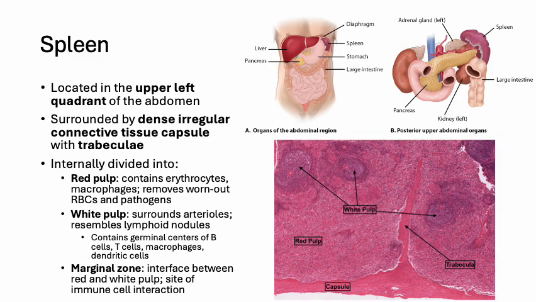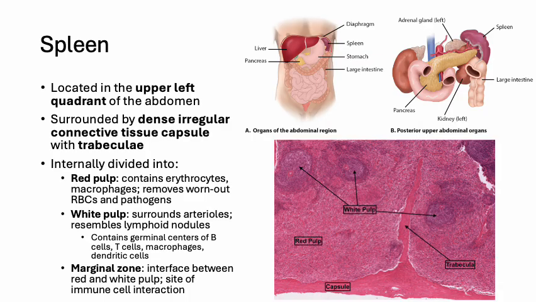The spleen is the largest lymphatic organ in the body and plays multiple roles in immune surveillance, blood filtration, and erythrocyte turnover. It is located in the upper left abdominal quadrant just beneath the diaphragm and lateral to the stomach. Structurally, the spleen is surrounded by a dense, irregular connective tissue capsule which sends inward extensions called trabeculae. These trabeculae divide the spleen into compartments called nodules, each with specialized tissues.